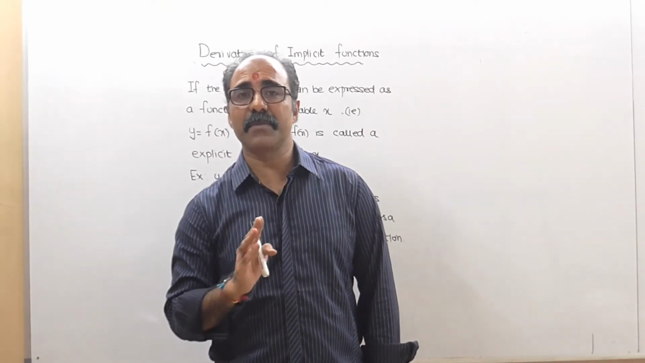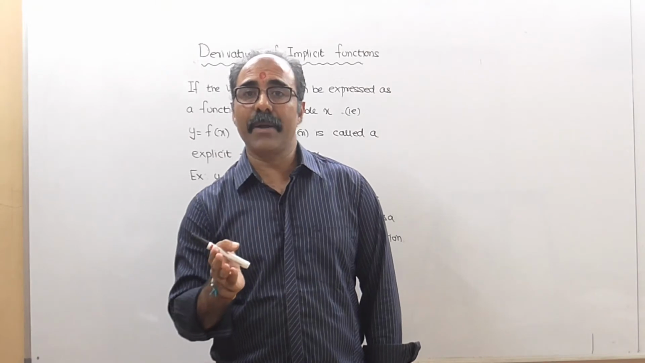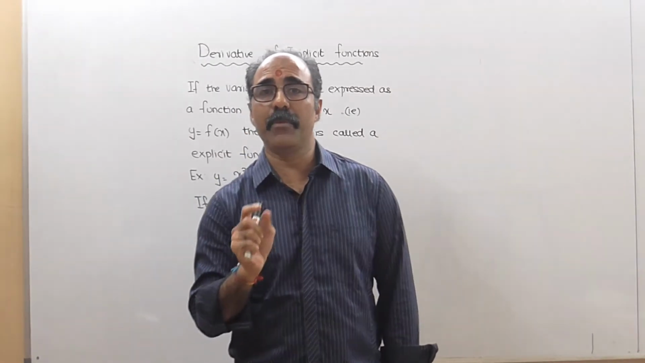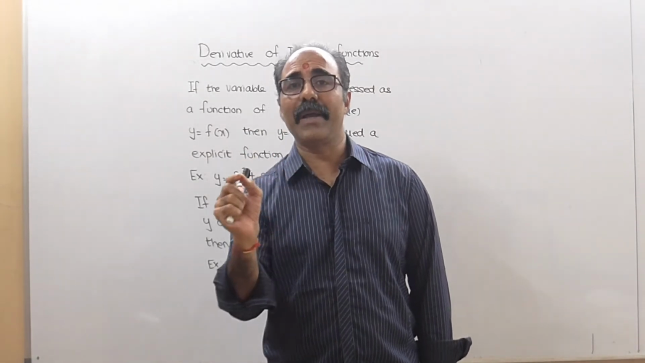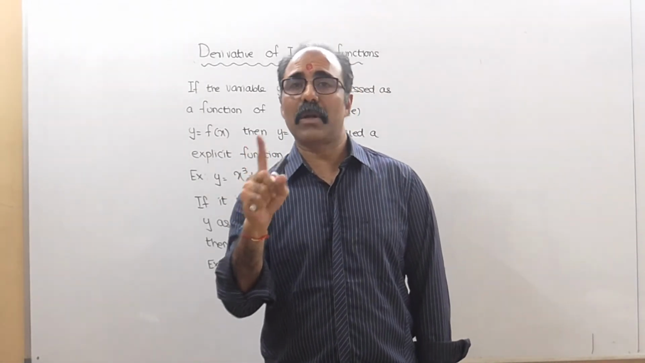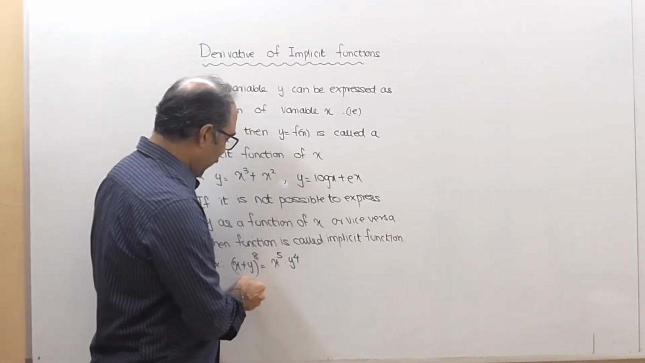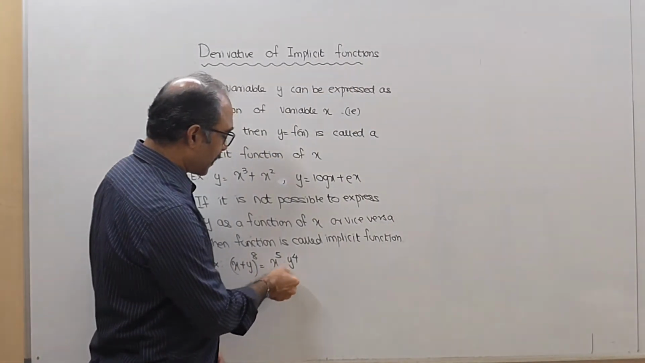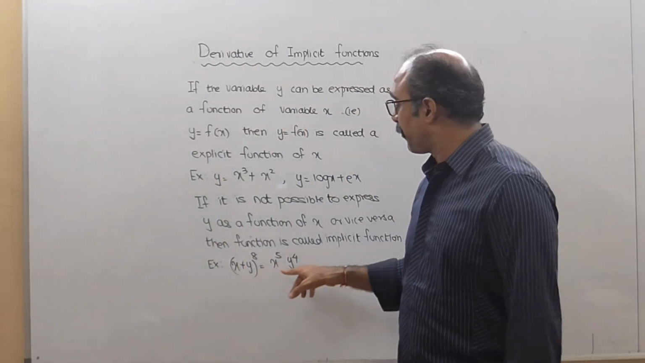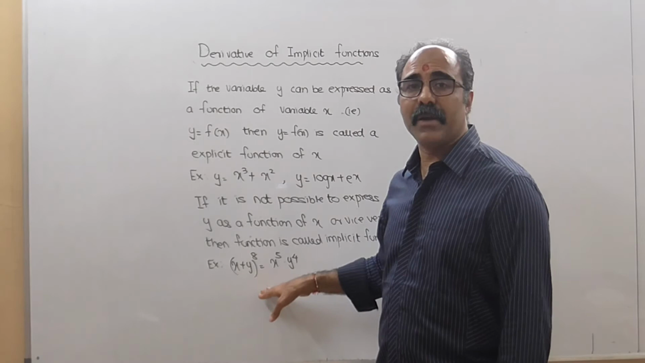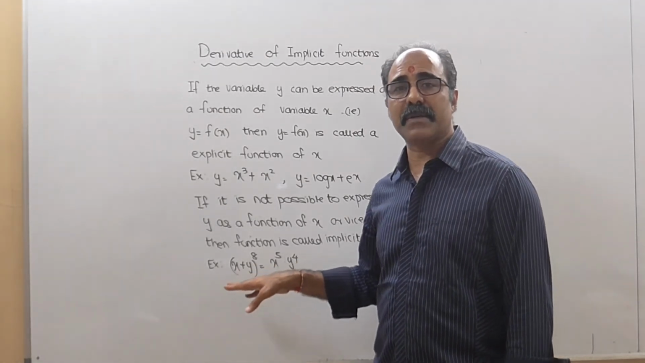So implicit functions means it will have variables x and y in the question wherein you are not able to segregate or frame the sum as y equal to something. That is called an implicit function. I hope it is clear for you. So if you have a sum like x plus y raised to 8 equal to x raised to 5 into y raised to 4, it is difficult to frame the sum as y equal to. In such cases, we will have to use the concept of implicit functions.